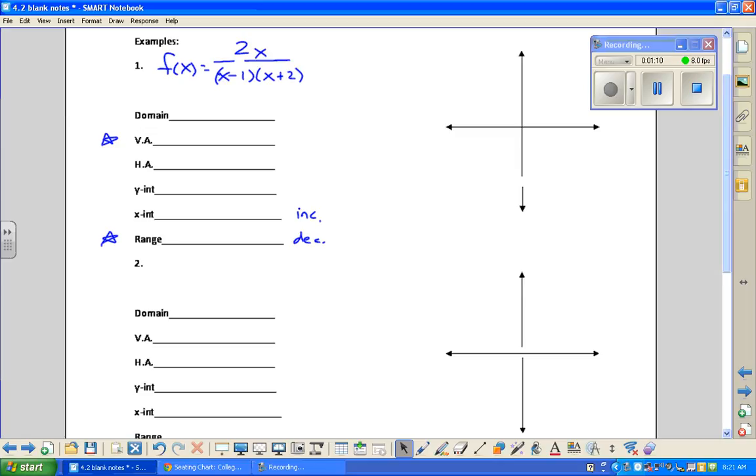So I would always first start out by realizing, like last time, domain and vertical asymptotes are linked together, because we're going to use all the numbers except what gives us division by what? Yeah, we can't divide by 0. So what numbers give us division by 0? That's right. So for vertical asymptotes, I would say x equals 1 is the vertical asymptote, and x equals negative 2, because that gives us division by 0, and it's undefined there.